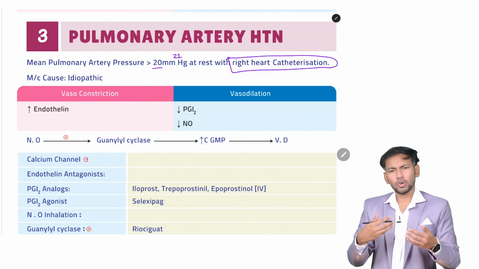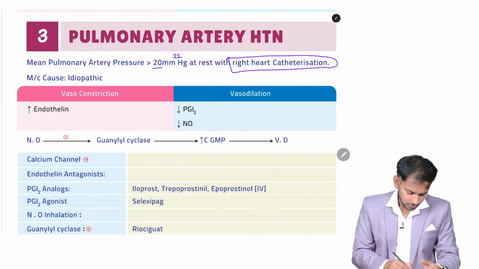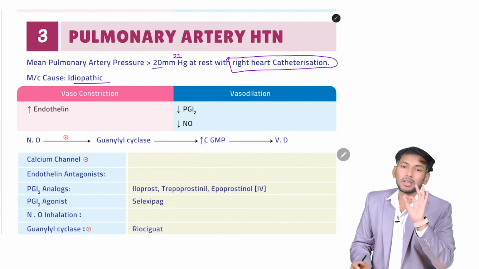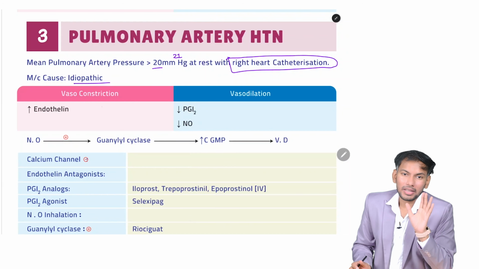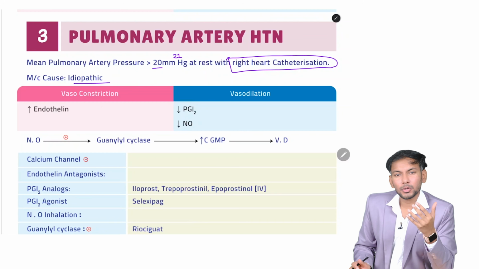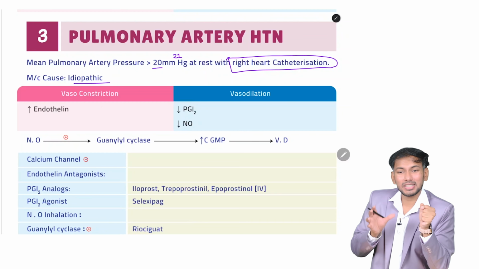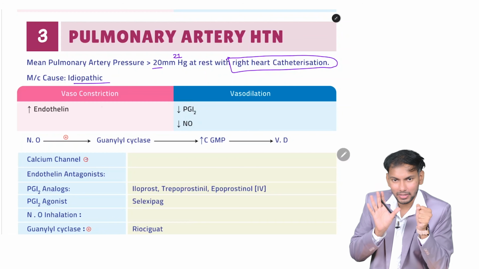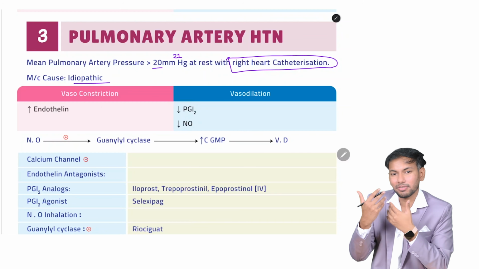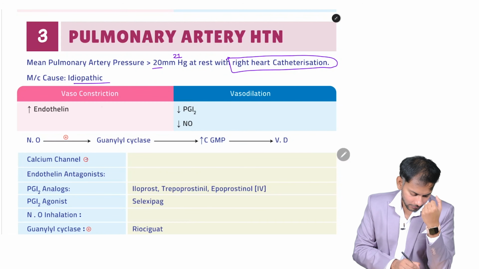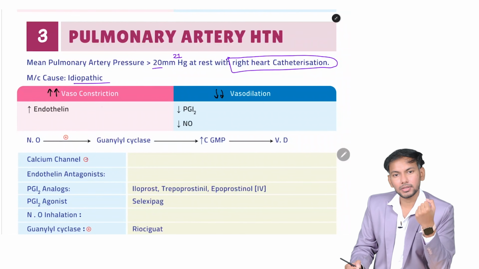Now what is the most common cause of this? You don't know. It is idiopathic. But what did the scientists find out? When do you have hypertension? You have hypertension when there is vasoconstriction. If there is a lot of vasoconstriction, it will increase the blood pressure. Yes, so that is what scientists have figured out. They are saying there is increased vasoconstriction and decreased vasodilation.